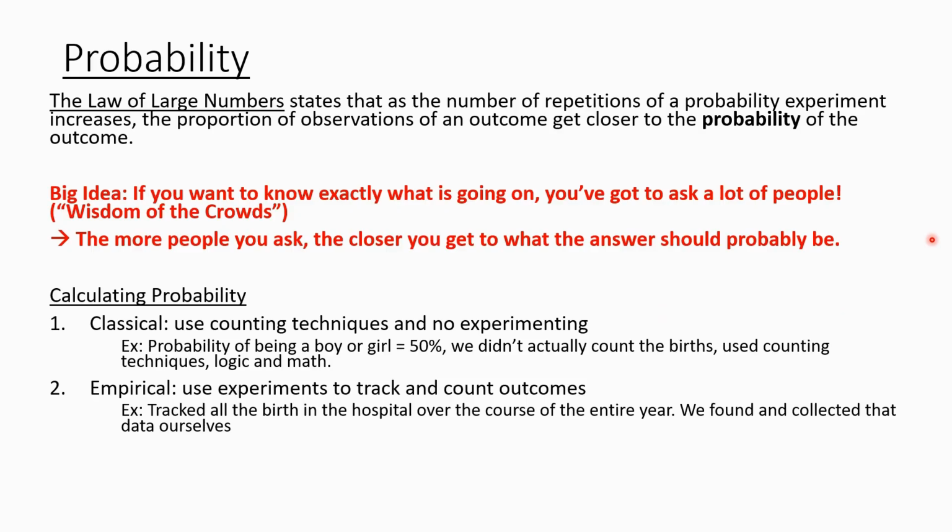The second way is empirical probability. This method is based on actual observations and recorded data. For example, tracking hospital births for a year and calculating the proportion of girls born would give us an empirical probability. Unlike classical probability, this approach relies on real-world data rather than theoretical assumptions.